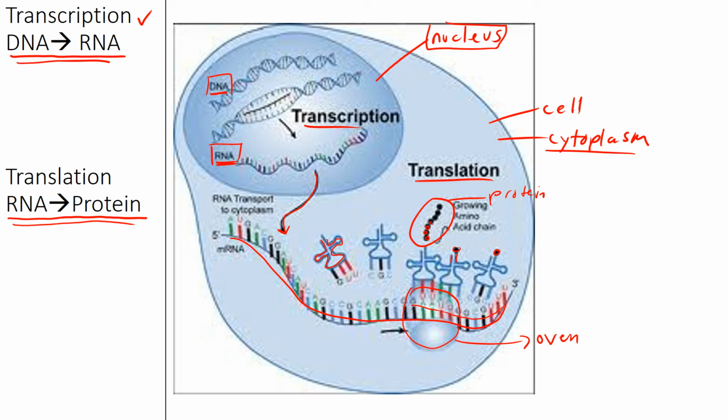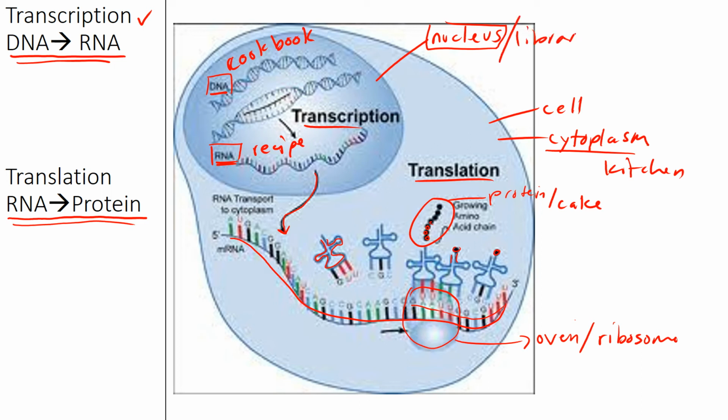So I want you to kind of know that analogy, like that there's so many working parts to that, and it works so well. So actually, let me write this better here. So we got oven, and this is the ribosome, and we got cytoplasm is the kitchen, and we had protein is the cake, and the DNA is, let's say, a cookbook, and RNA is the recipe. Okay, nucleus is the library. Bam. So good. Okay, works really well.